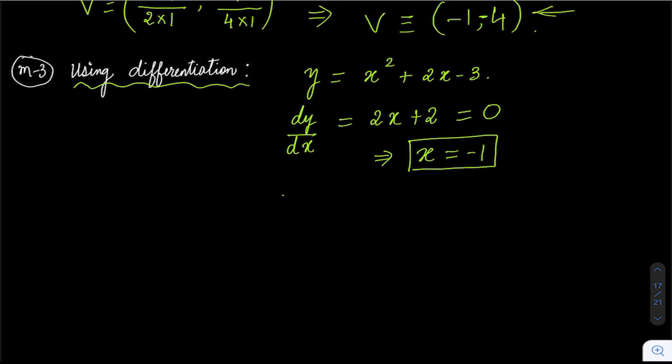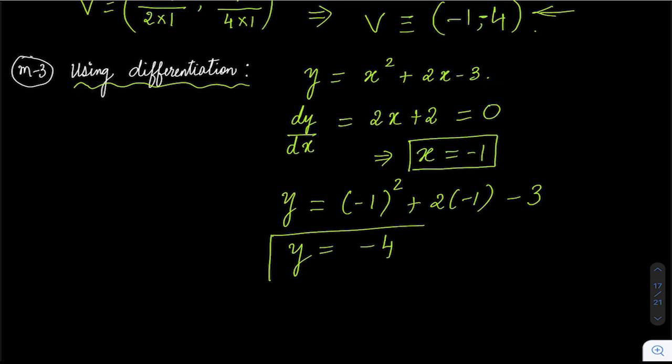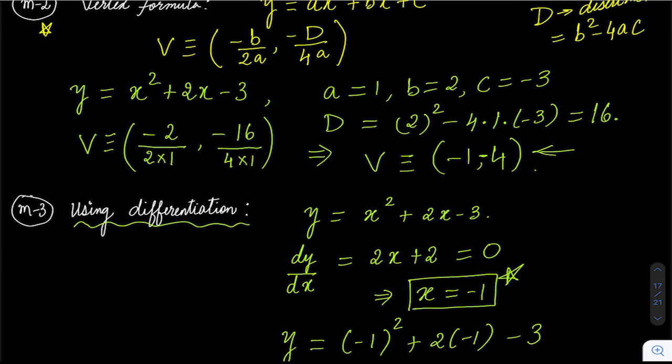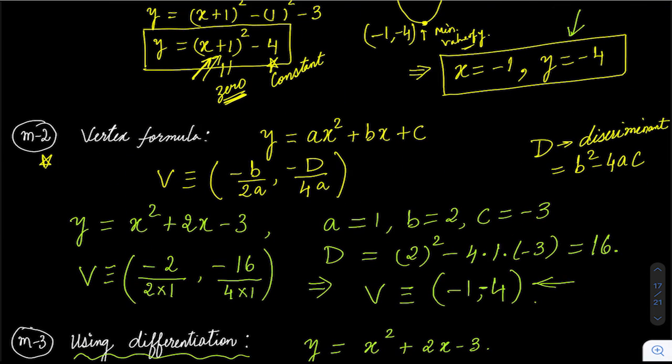Now once you have x, you can substitute the value of x in the quadratic, that is (−1)² + 2 times (−1) − 3. So this is 1 − 2 − 3, that is −4. So you are getting the same value of y. You can see here, 3 methods. So don't worry if you are in year 10 or year 9, don't worry about differentiation. You can study either method 1 or method 2.